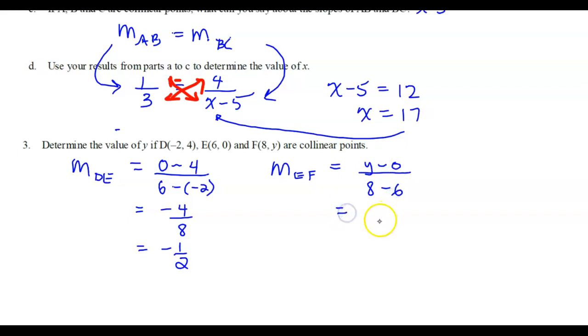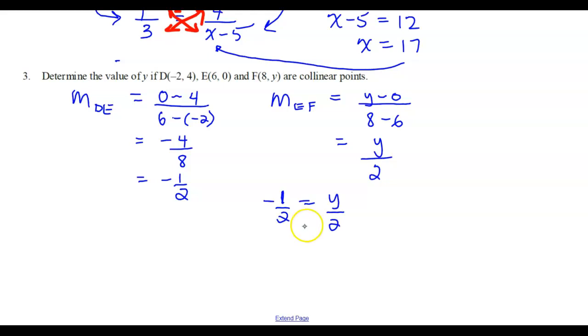This one's really easy. Y minus 0 is y. 8 minus 6 is 2. So they already have the same denominator. So that means negative 1/2 has to equal y over 2. And so you can tell if those denominators are the same, then y is going to equal negative 1/2.